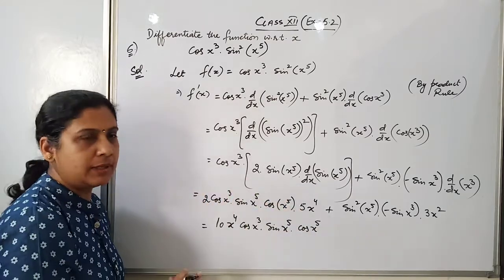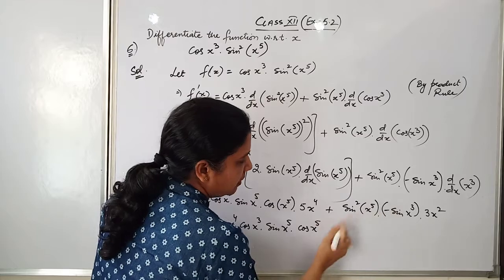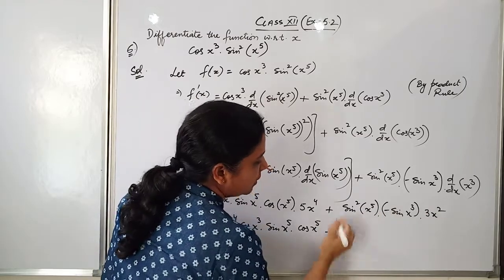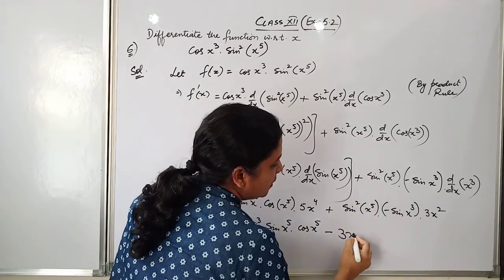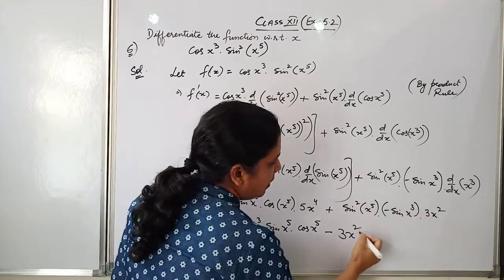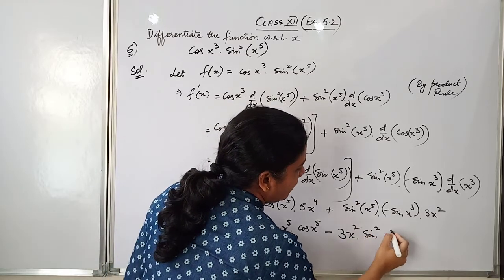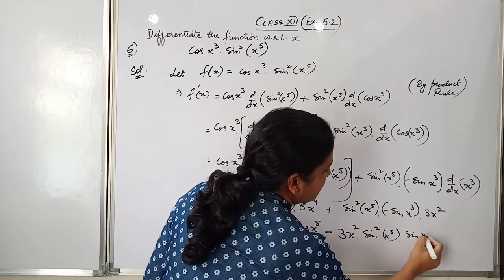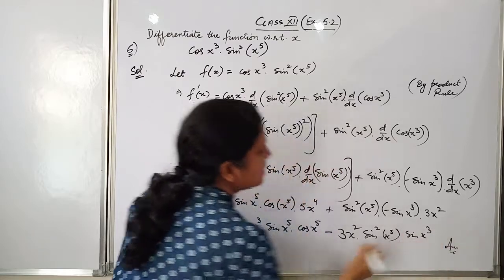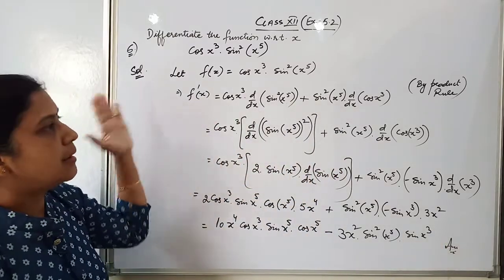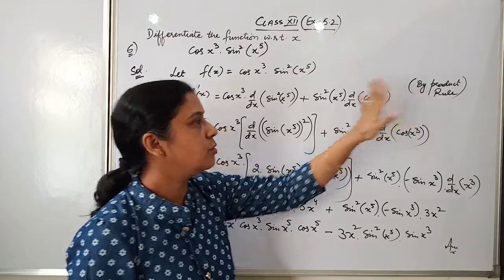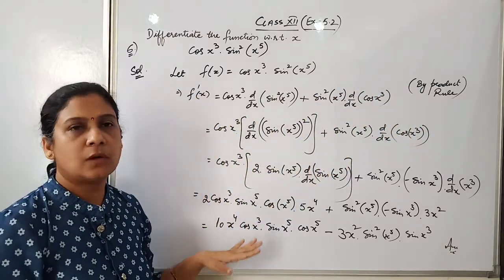All the terms have been done. Plus minus is minus. First of all scalar 3, then comes the turn of algebraic function, and then comes the turn of trigonometric functions. So this is the answer of question number 6, in which we have used product rule as well as detailed steps of chain rule.